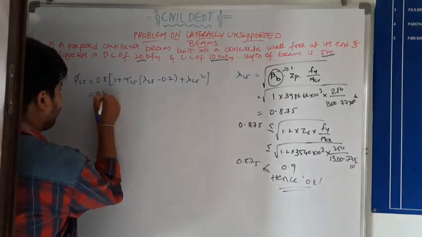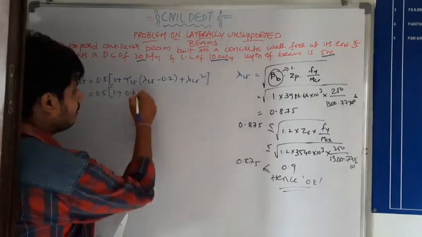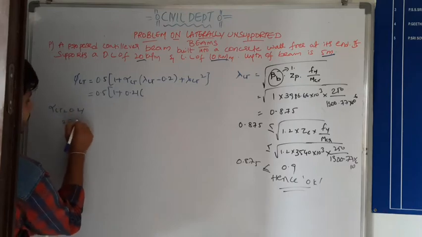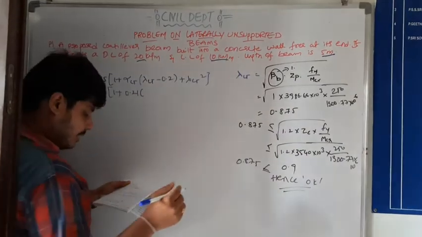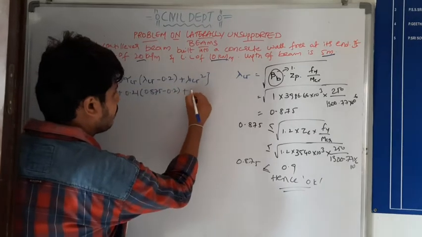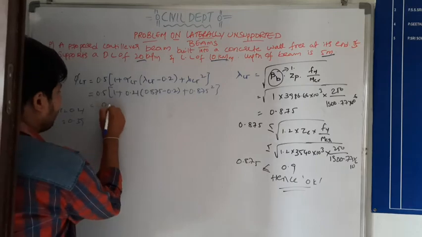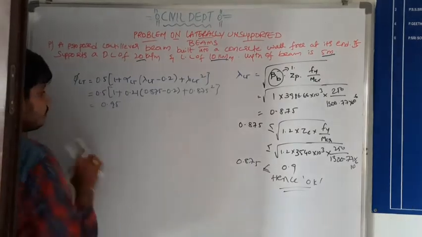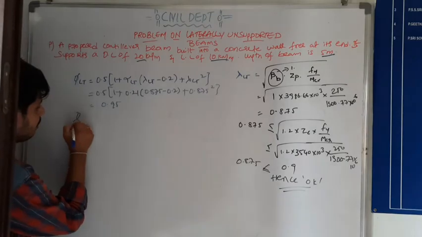Here we know the value of lambda LT. So substituting 0.5 into 1 plus alpha LT. For rolled section, alpha LT is equal to 0.21, and 0.39 for welded section. So 0.21 we have considered, and 0.875 minus 0.2 plus 0.875 square. By solving we will get the value of pi LT as 0.95.